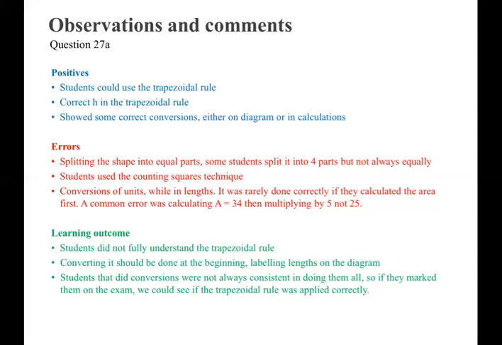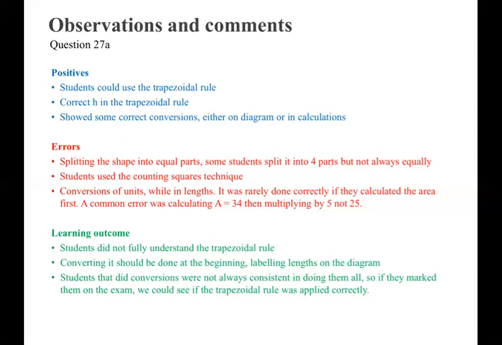However, students that converted at the beginning, whether it was on the diagram or not, as long as they converted at the beginning while they were in lengths, were more likely to get this question fully correct, because they weren't always consistent in converting. So marking them on the diagram was fantastic, especially for those kids that divided into 4 parts. At least then we could see, or if they did unequal parts, we could see what they were looking at and what their conversions were for that section.